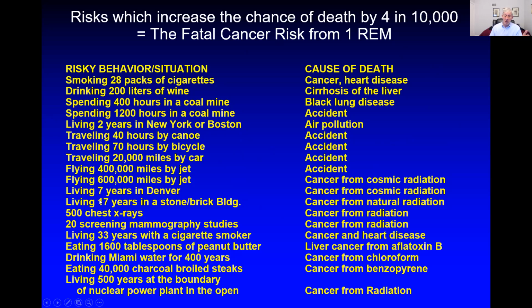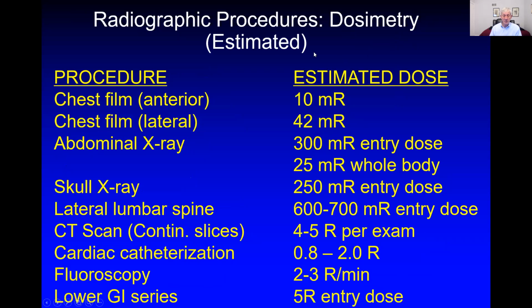Now, the risk for all these things listed in the right-hand chart: 40 hours by canoe, you're going to die from an accident, or flying 500,000 miles in a jet plane, or having 20 mammograms in your lifetime, or drinking Miami water for 400 years. I mean, there's no way to possibly do that. The bottom line here is that the risk of dying from 1 rem of cancer is essentially zero. It's probably even lower than 4 parts in 10,000.